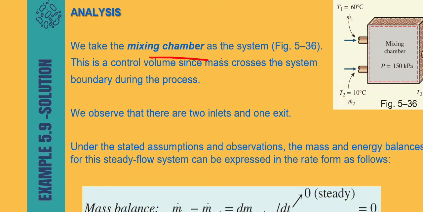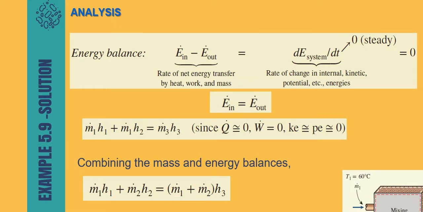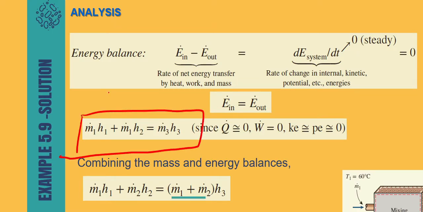We take the mixing chamber as a system. Obviously this is a control volume since mass crosses the system boundary, and we have two inlets and one exit, just like I mentioned previously. Under the stated assumptions and observations, the mass and energy balance can be expressed in rate form as this one, already discussed.